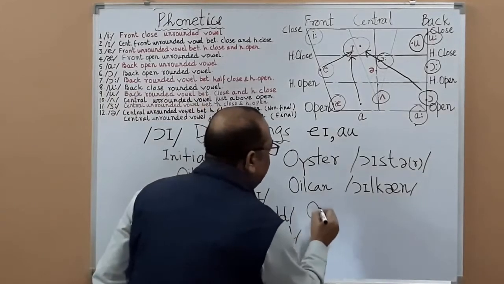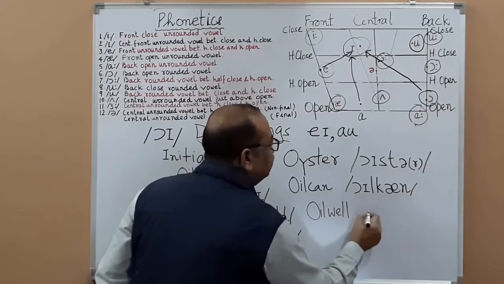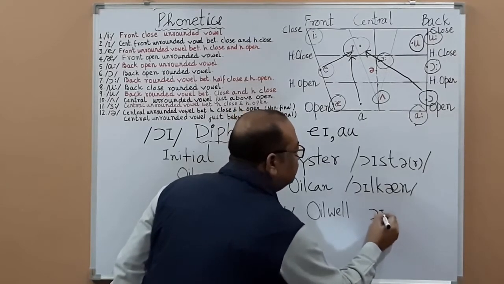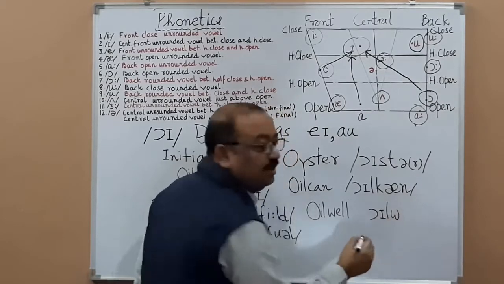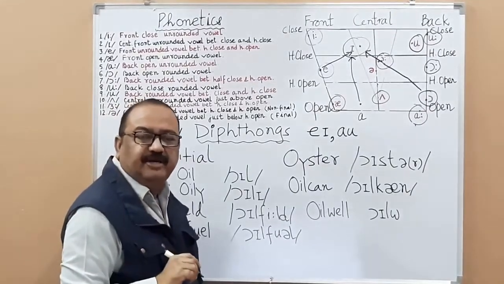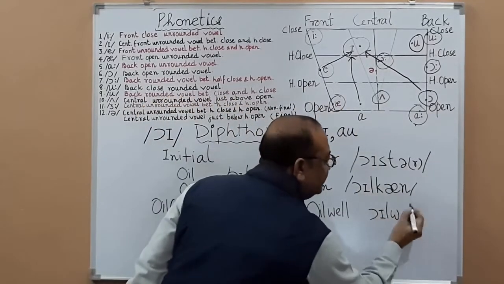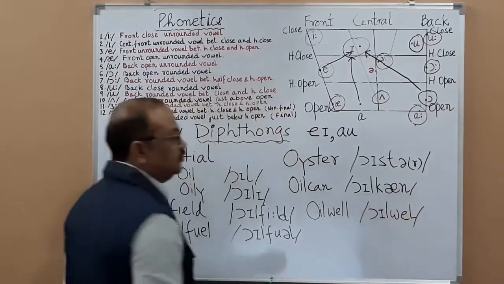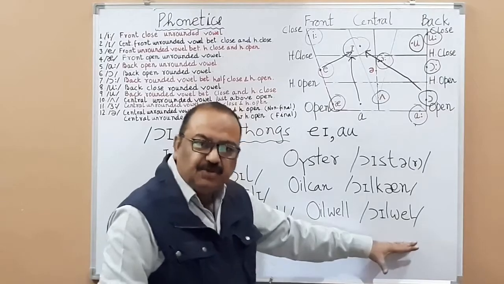So oil well. How do you write well? W-E-double-L? Say yes or no. I can't hear your voice. Yes, sir. Why are you so silent? Oil well. So how will you write well? Now tell me, I'm asking you whether you write a schwa there or an A sound there. A. Good. Because it is just the same. If you write schwa, then it will become oil well. That's why schwa is not required.